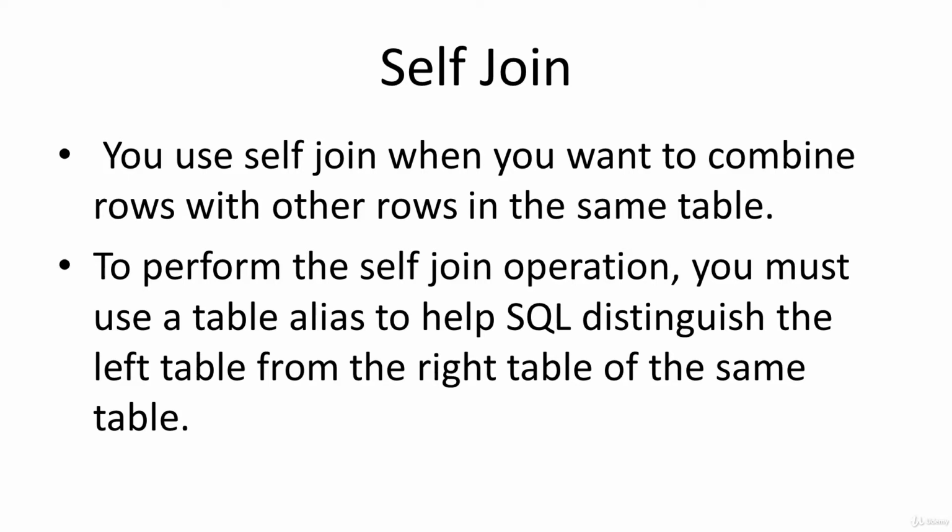To perform the self-join operation, you must use a table alias to help SQL distinguish the left table from the right table of the same table. And what I mean by alias is using the AS statement. Remember, we were able to call whole tables or whole columns, something like column ID, as some other name or some alias name. That's what we're referring to when we say table alias. And you'll see examples of that as we go forward.